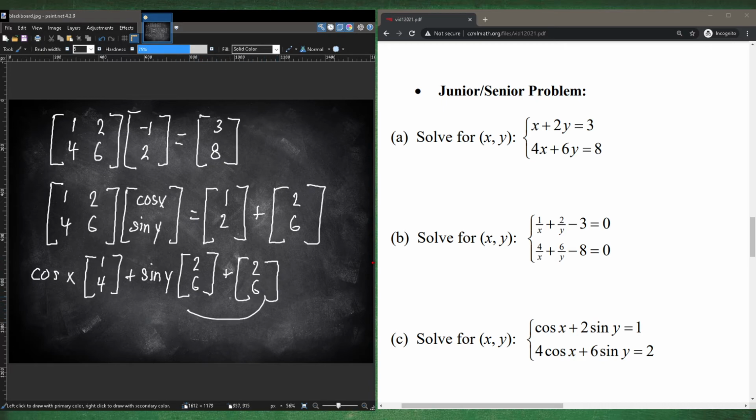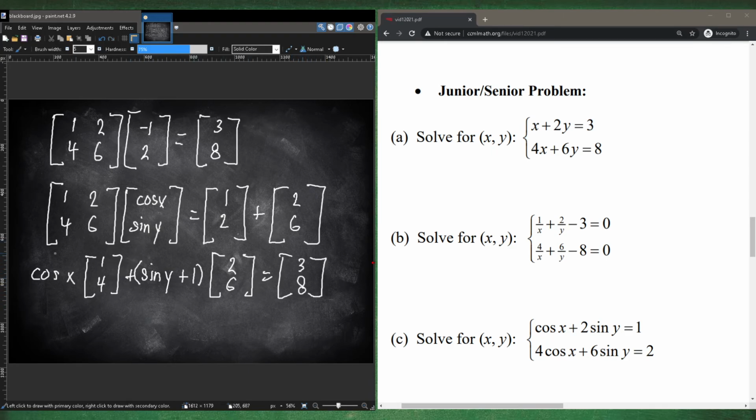And as you see here, we could distribute out our 2, 6. This has a coefficient of 1. So sine of y plus 1 times 2, 6. So we just put parentheses on it. Times our 2, 6. Would then equal to our 1 over 2 plus 2 over 6, which is equal to 3 over 8.